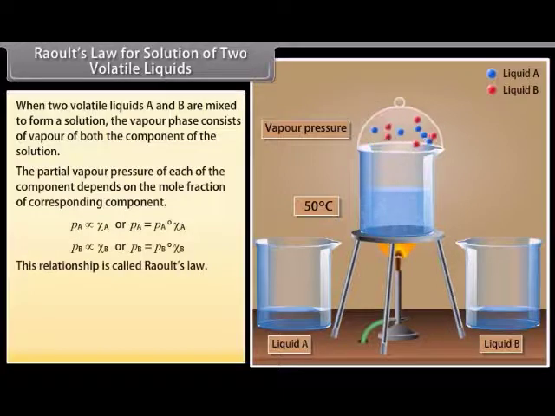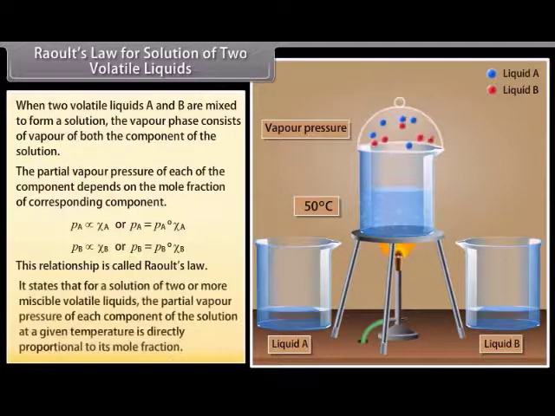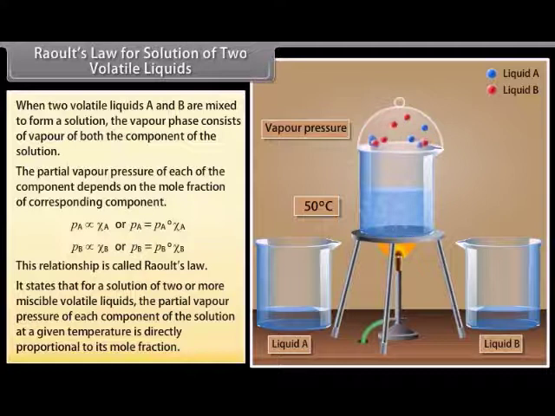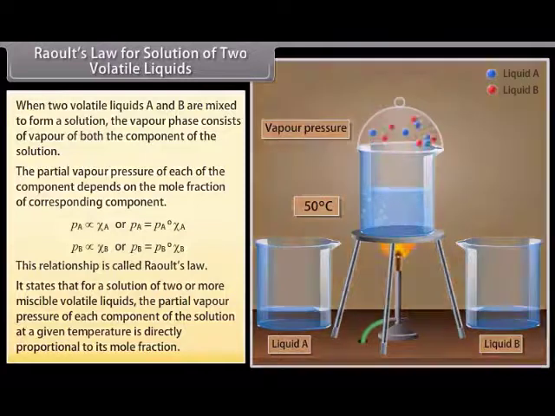This relationship is called Raoult's law. It states that for a solution of two or more miscible volatile liquids, the partial vapor pressure of each component of the solution at a given temperature is directly proportional to its mole fraction.